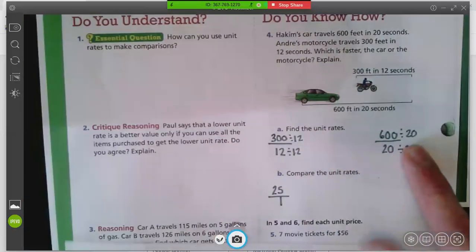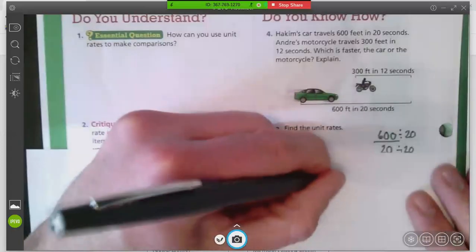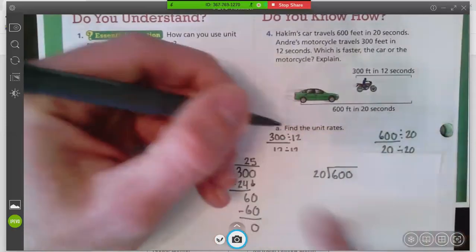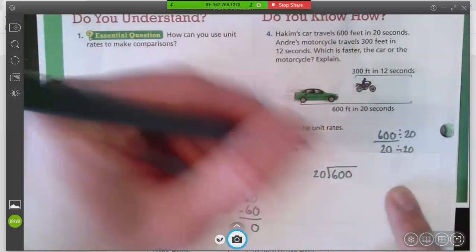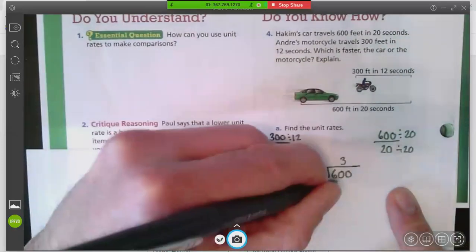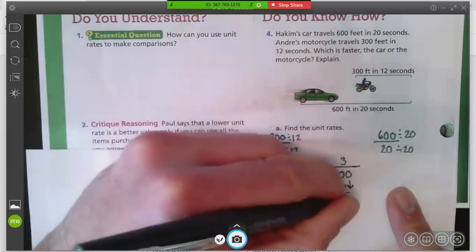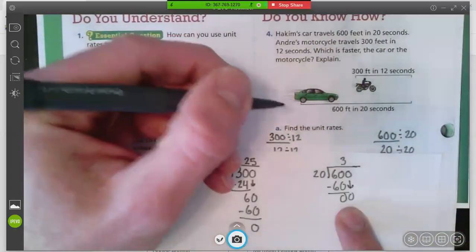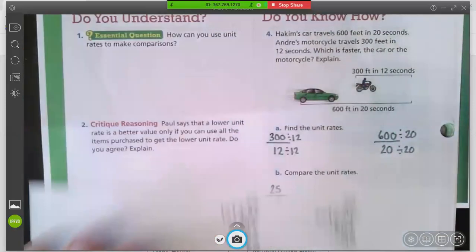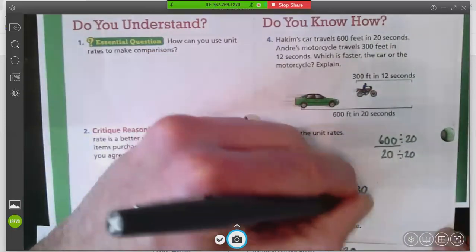Now we need to figure out the car. So we're going to go 600 divided by 20. How many times does 20 go into 60? 3. 3 times 20 is 60. Now, how many times does 20 go into 0? 0. So there's 30. Good. So then I'm going to go 30 to 1 here.